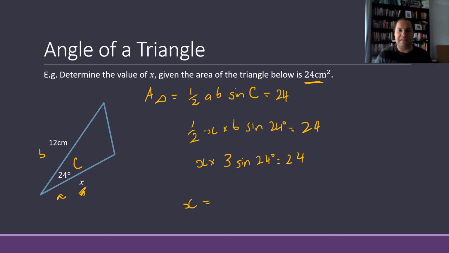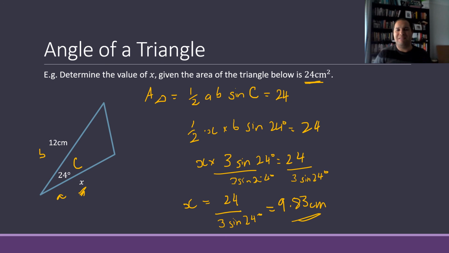Dividing both sides by 3 sine 24 degrees, x equals 24 divided by 3 sine 24 degrees, which equals 9.83 centimeters for that length. Using the same sort of rule, just doing some rearranging to find a different value.